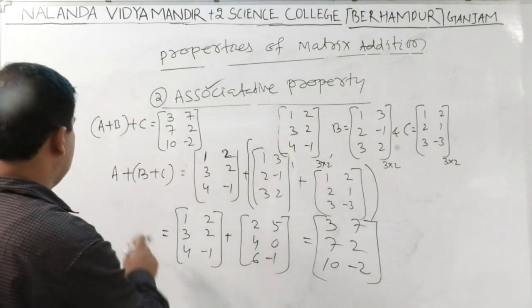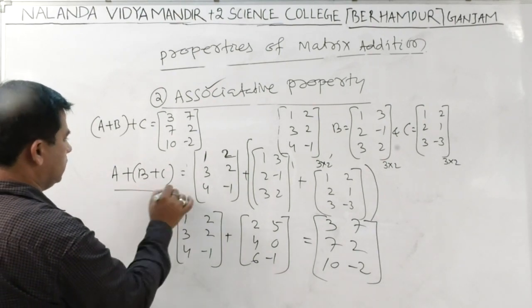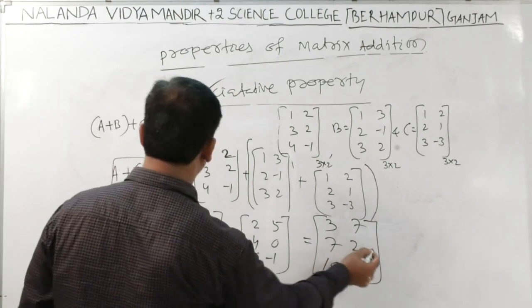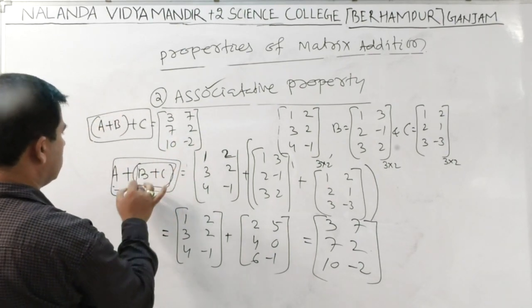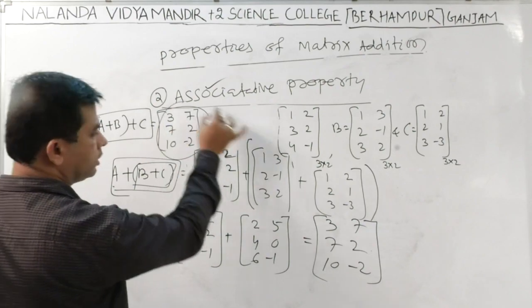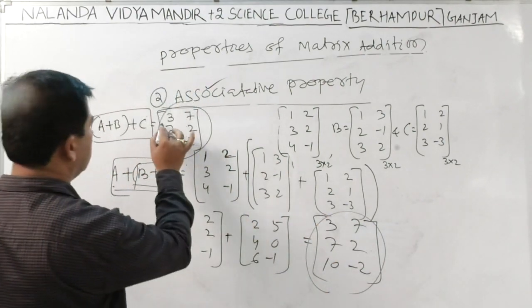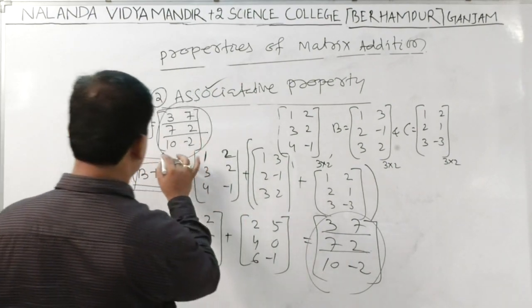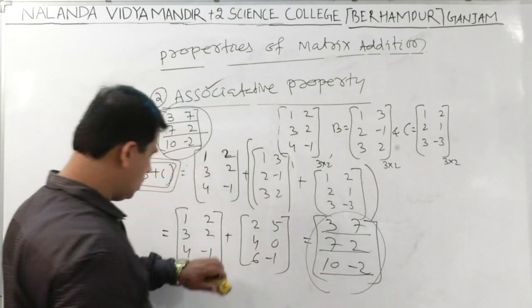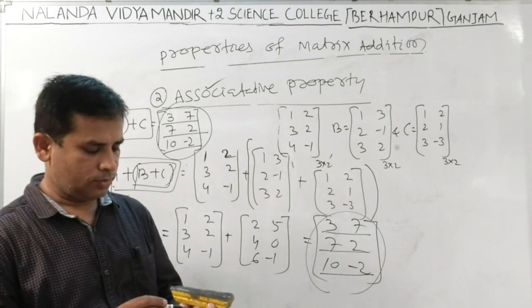And we get A plus B plus C is equal to this. Now we compare the two results. Both matrices are the same. The first row contains 3, 7, here also 3, 7; 7, 2 and 7, 2; 10, minus 2 and 10, minus 2. Therefore, both matrices are the same. Okay?